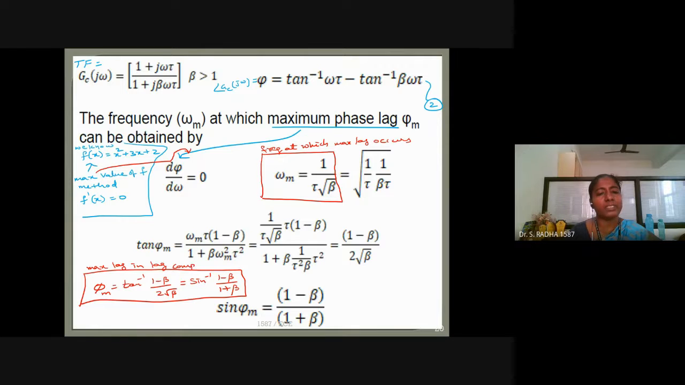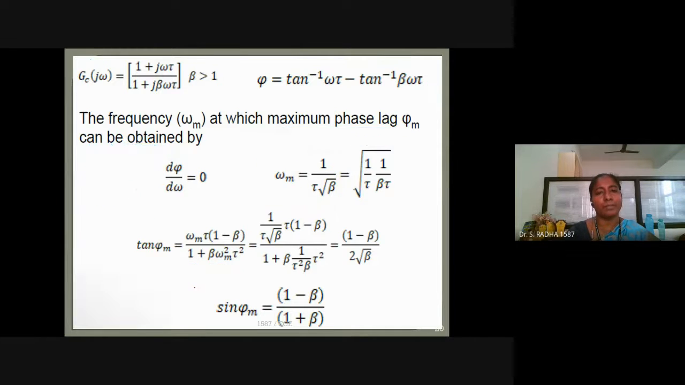In a lead compensator, instead of beta, you put alpha. Same formula. In a lag compensator, you put beta; in a lead compensator, you put alpha. So 1 minus beta by 2 root beta, sin inverse of 1 minus beta by 1 plus beta. This is the maximum lag in a lag compensator.